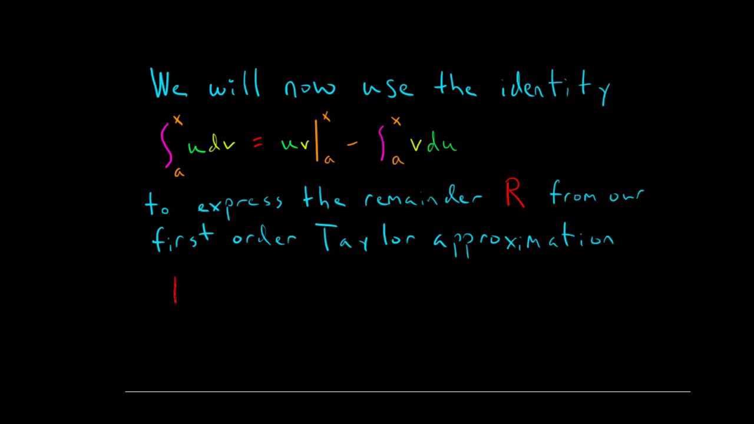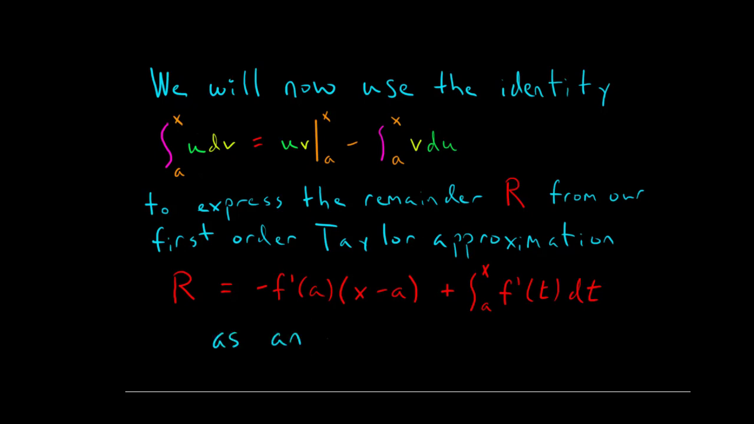We're going to use that identity to express r, which again equals negative f prime of a times x minus a plus the integral from x to a of f prime of t dt. We're going to use integration by parts to express r as one integral expression.